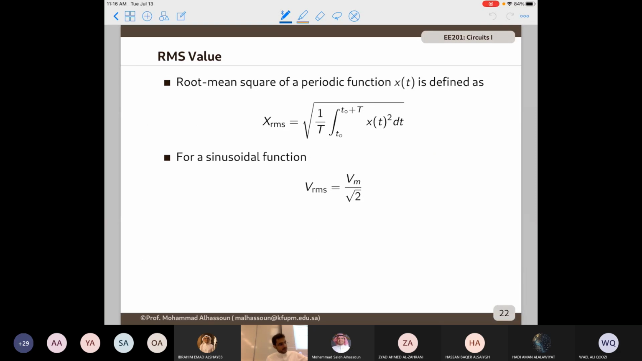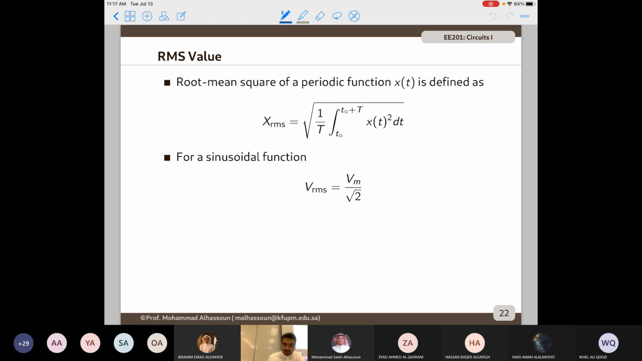A very important quantity that we need to study is the RMS value. Whenever you have a sinusoidal source or an AC source, usually you're concerned about the RMS value. Let's derive the RMS value of the sinusoidal source that we have, and then talk about the significance of the RMS value. The RMS value of any function is: you take the function, square it, integrate it over one period, take the average over one period, then take the square root of that.